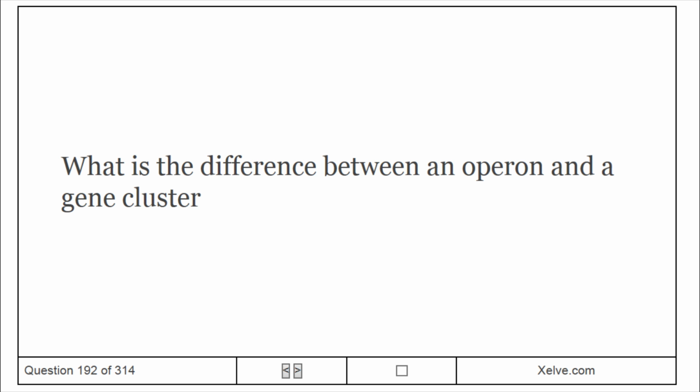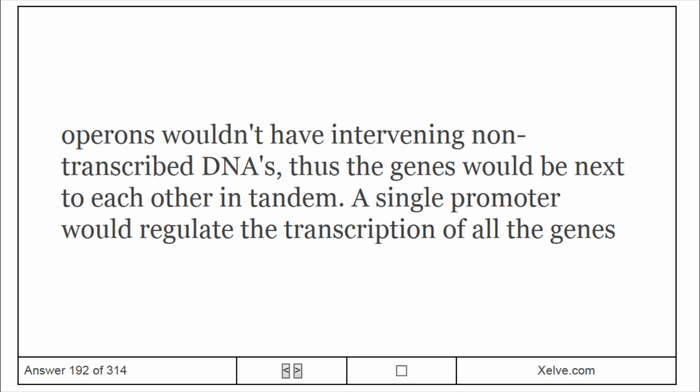What is the difference between an operon and a gene cluster? Operons wouldn't have intervening non-transcribed DNA, thus the genes would be next to each other. In tandem, a single promoter would regulate the transcription of all the genes.